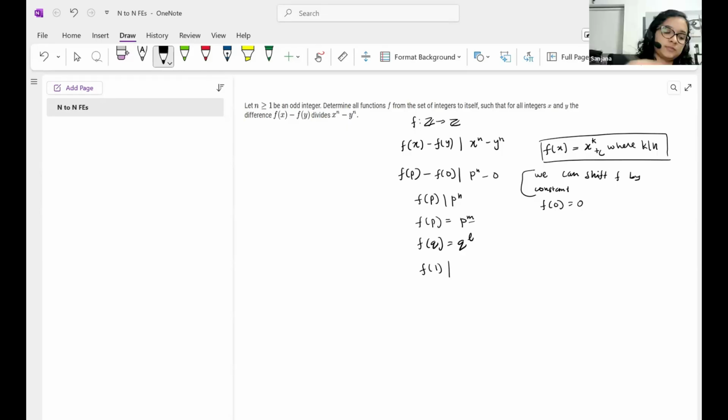Yes. Perfect. Okay. So first of all, putting in 1 and 0 gives f of 1 divides 1. So f of 1 must be 1 or minus 1. But again, if you note that flipping the signs of everything in f also does not change anything, so we can also flip the sign of f. So therefore, we can assume f of 1 is equal to 1.